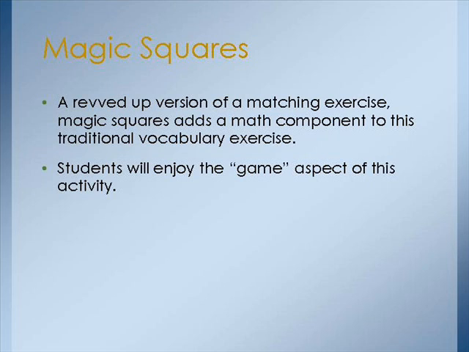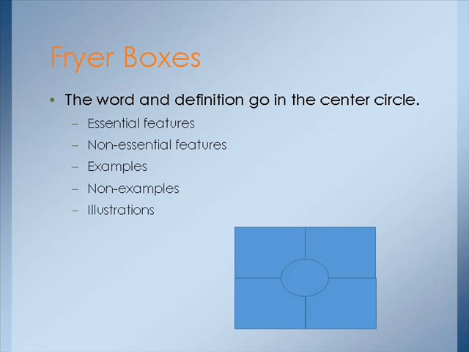Magic Squares is a revved up version of a matching exercise. Magic Squares adds a math component to this traditional vocabulary exercise. Students will enjoy the game aspect of this activity as there is a built-in answer checking component. In the boxes, the word and definition of the concept being studied goes in the center circle. Then the outside boxes contain one of the following items: essential features, non-essential features, examples, non-examples, or illustrations. The teacher decides what goes in the outside boxes.